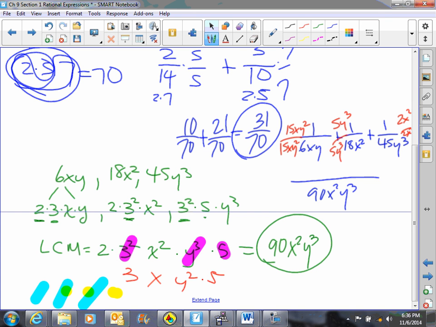And what we're doing is we're adding 15x squared y times 1 plus 5y cubed times 1, maybe it wasn't a good idea for me to use all ones in the numerator, plus 2x squared times 1. So the answer would be 15xy squared plus 5y cubed plus 2x squared all over 90x squared y cubed. All right, now let's take a look at a couple of examples.